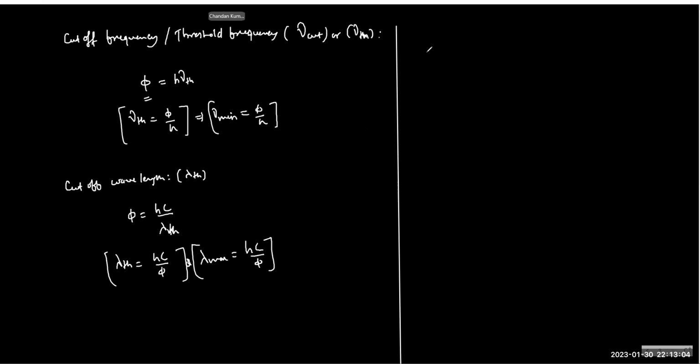So Einstein gave the relation. We have the Einstein photoelectric equation.